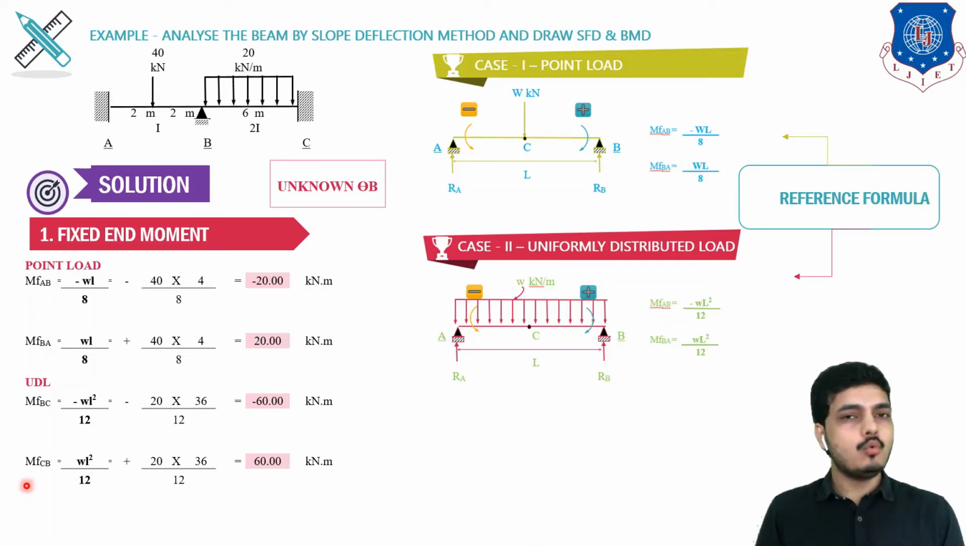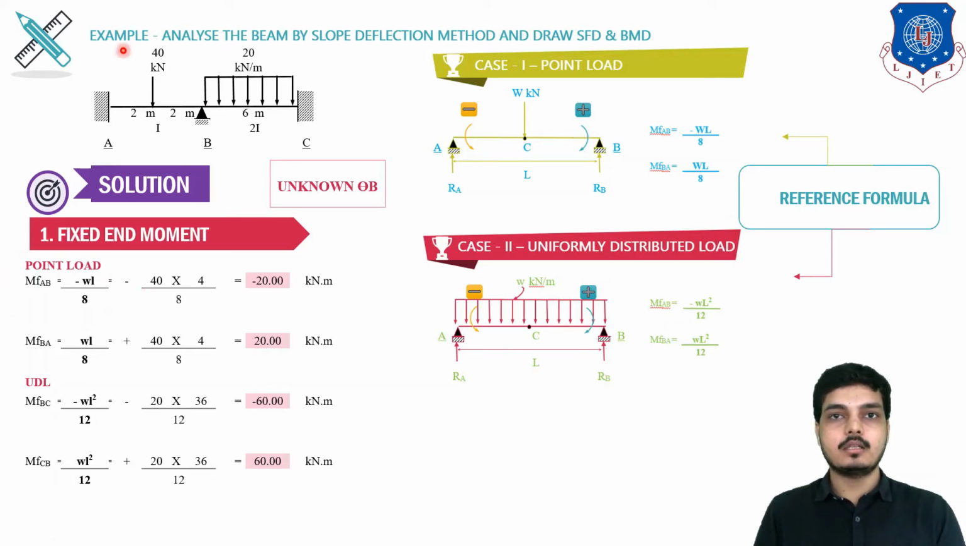Now there are two kinds of loads given. One is the point load and the other is the UDL. So first is our point load. For a point load our fixed end moment formula is WL by 8. Mark that minus will come at point A because there will be an anti-clockwise moment, and at point B it will be a clockwise moment, so positive WL by 8. Now let's see. Here MFAB is nothing but minus WL by 8.